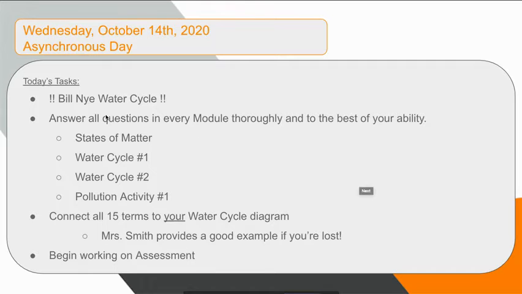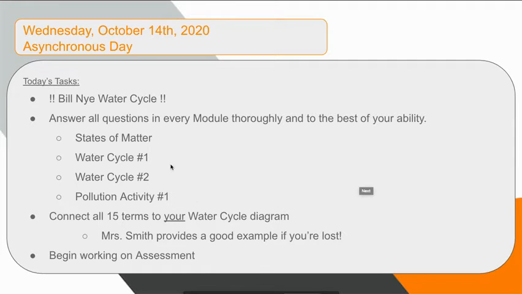There is quite a bit of work, but hopefully you have a good chunk of these modules all the way done since we've covered them in class. So we had states of matter, the water cycle number 1, water cycle number 2, and then the pollution activity. Make sure that you have all of these things. You've read through all your answers, you answer them thoroughly and to the best of your ability. Then submit those on Google Classroom, and you don't have to worry about them being marked as missing or getting stressed about that. So turn those in, and make sure that they're answered thoroughly and to the best of your ability.